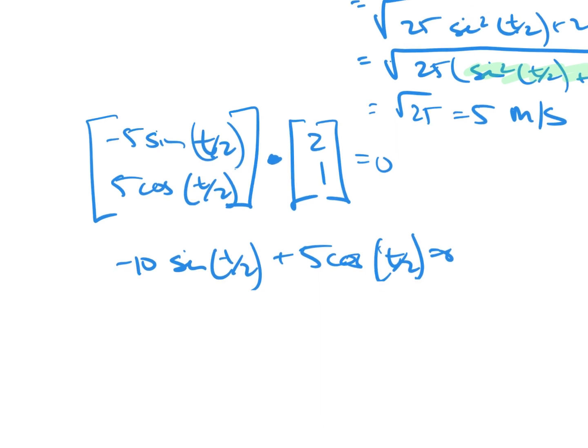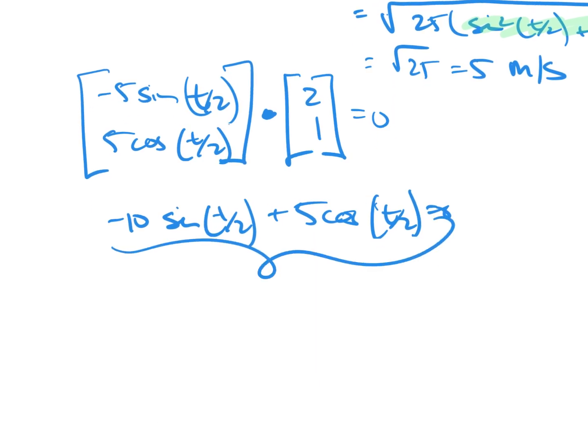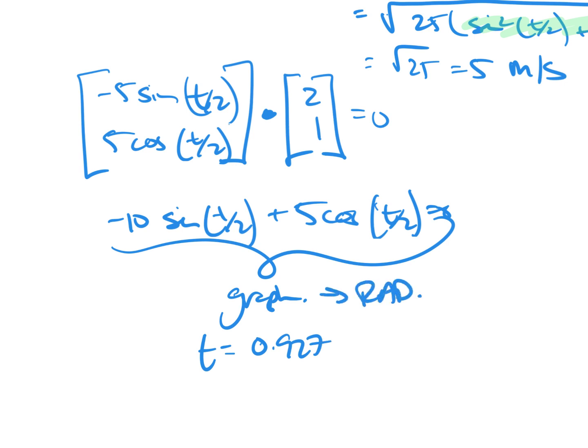In order to solve this equation, I'm going to graph it. And so you have to just trust me that t will be 0.927, and make sure your calculator is in radians. Calculus is always done in radians.